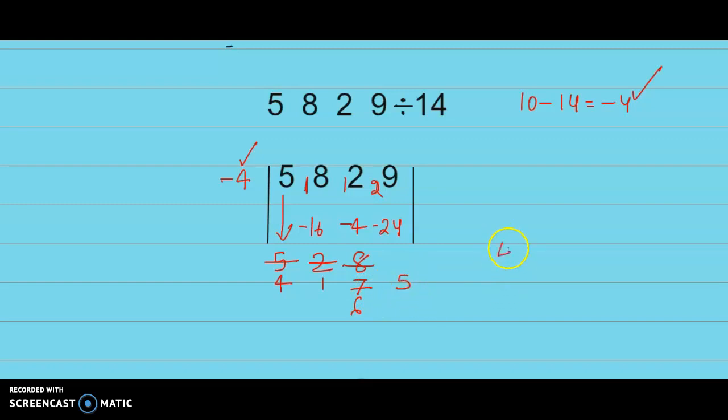So finally the answer that you are getting is 4165. So 416 is quotient and 5 is remainder.